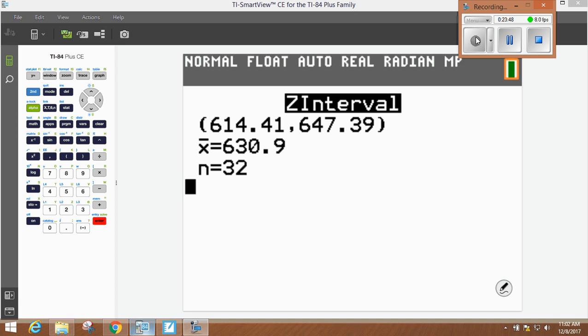So, the actual mean price of a grill should be between $614.41 and $647.39. Or we should say we're 90% confident, rather, that the mean price of a grill is within that. Simone? All right, that's it.